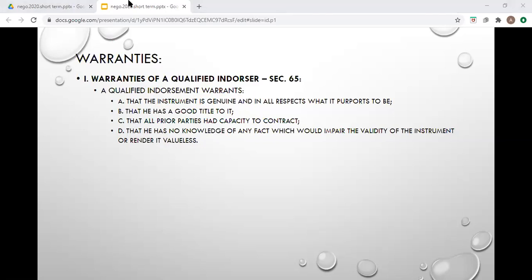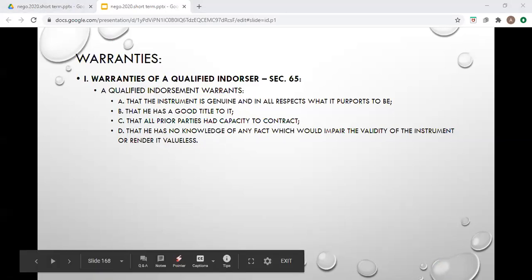Take, for example, the following. Okay? So, maker, he issued that to P, P to A, A to B, B thereafter negotiated that to C through qualified endorsement, so by adding the words without recourse, B to C, C to D, D to E. Ayan, oh, hanggang C na lang pala.